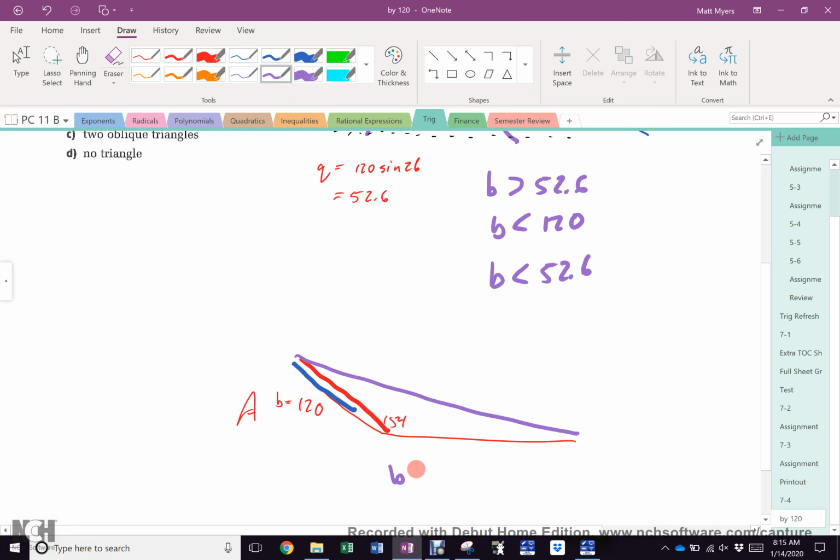A must be greater than B, because this is angle A, and this is B. Everybody's cool with ambiguous triangles?